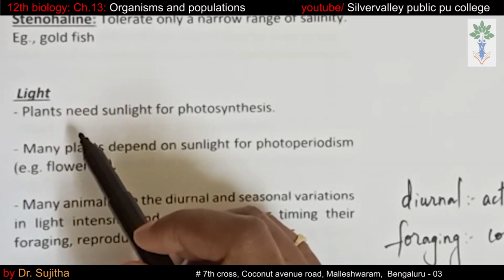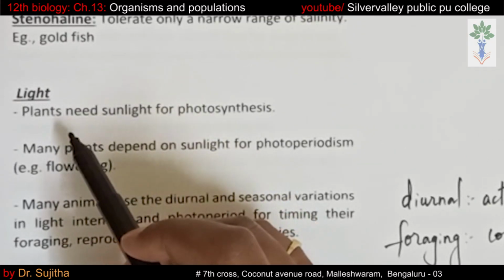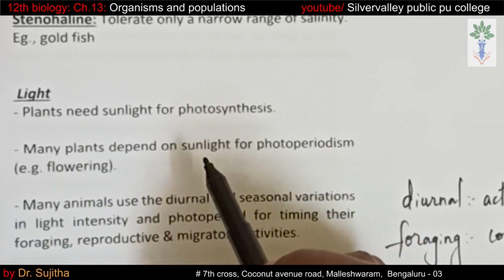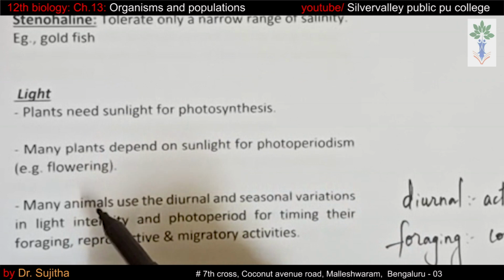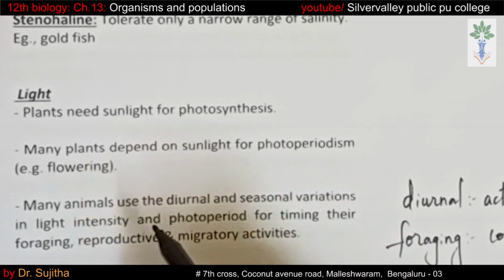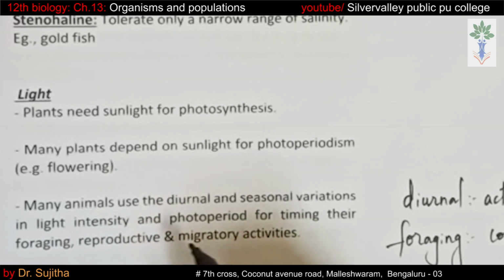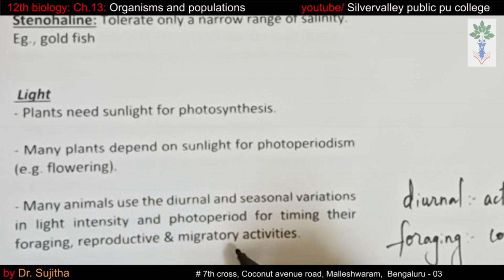Light is an extremely important component for the plants. Plants use it for photosynthesis and also for flowering. Many animals are also dependent upon the light. The diurnal animals depend upon the light for their foraging activity, for their reproductive and for their migratory activities.